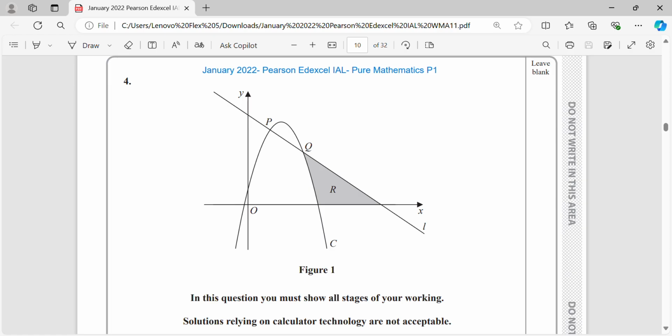In this video, I will be solving question number 4 from paper January 2022 Pearson Edexcel Pure Mathematics P1.